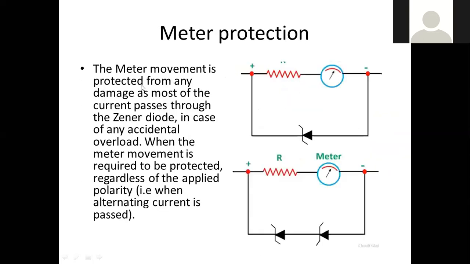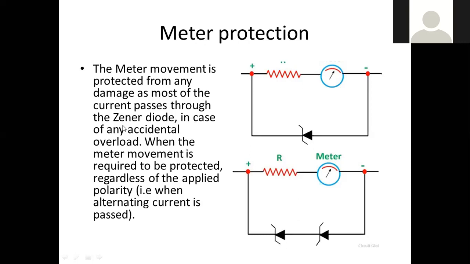Another application is meter protection. The meter indicates things like power consumption, and some devices have an ammeter or voltmeter that measures different current characteristics. The meter movement is protected from damage because most of the current passes through the Zener diode. Remember, the Zener diode can allow a large current to flow without being damaged when operating at the Zener voltage.